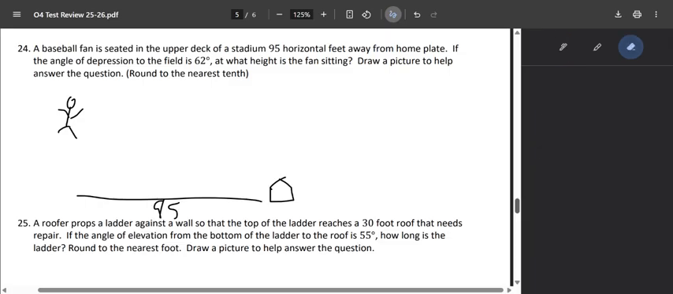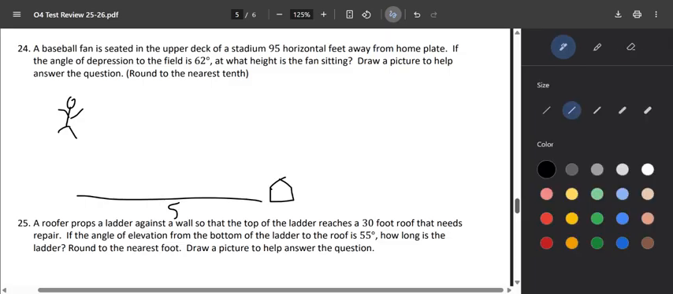Let's try to redraw that. That's a little better. 95. The angle of depression is 62 degrees.